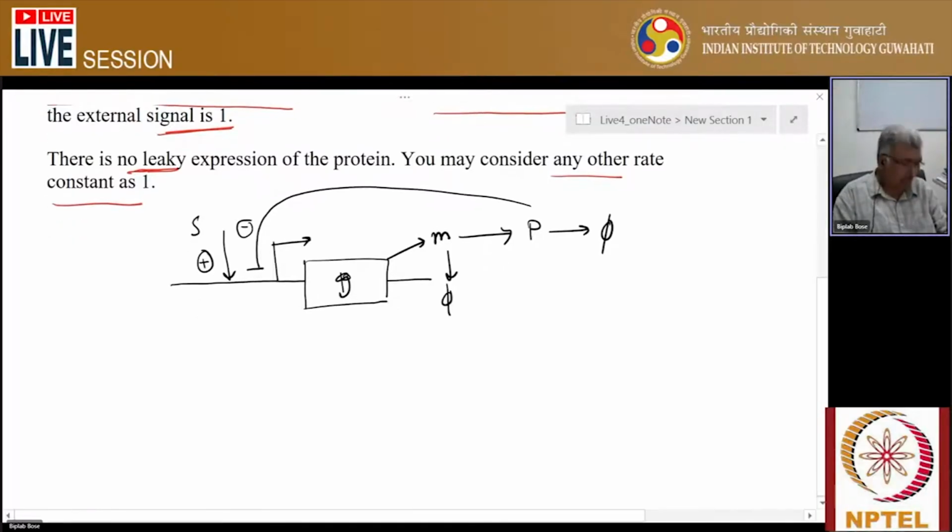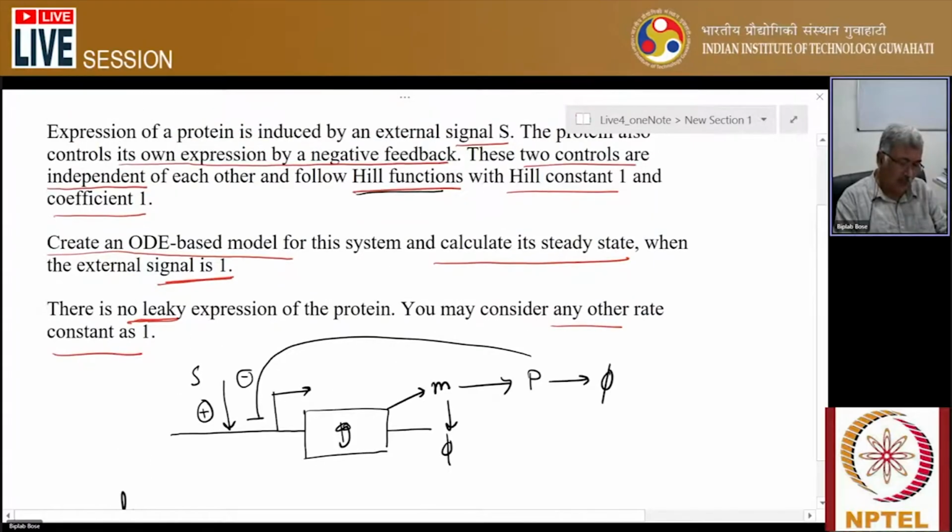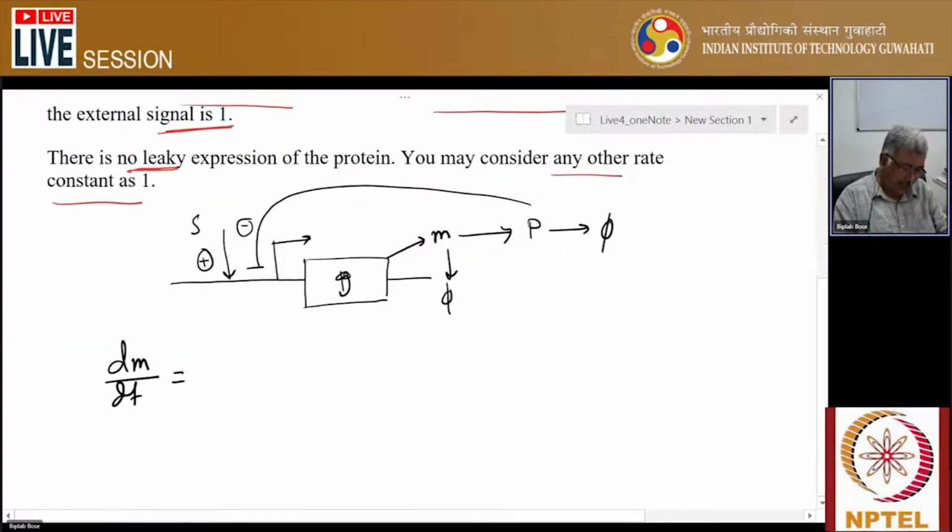So let me write down the ODEs. dM/dt for mRNA, what will I write? The first thing is S is positively inducing, with a Hill function. It is said here, right? It follows a Hill function with constant 1 and coefficient 1. So I will write something like this. Hill function I will write. Okay, I need a constant here before that, and as the question said other rate constants equal to 1, so I have considered that 1 and I am not writing it.